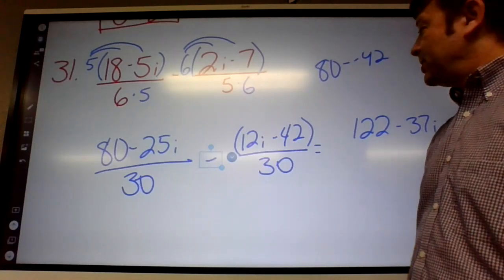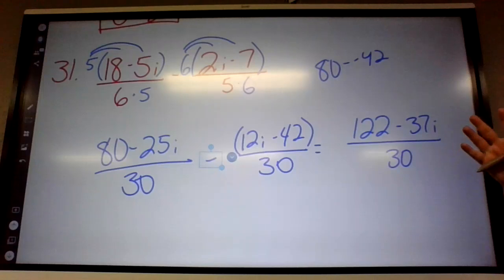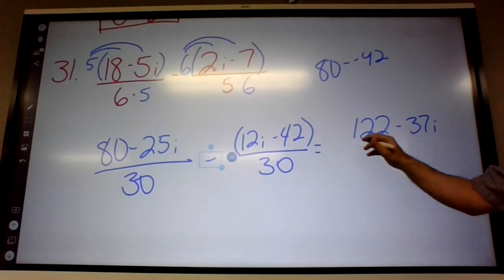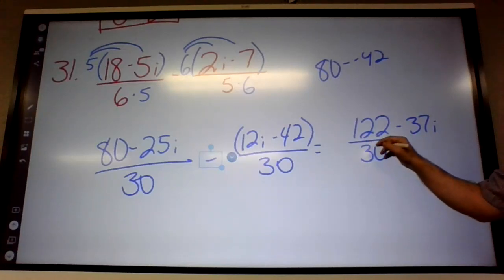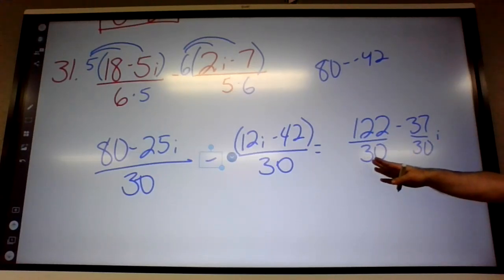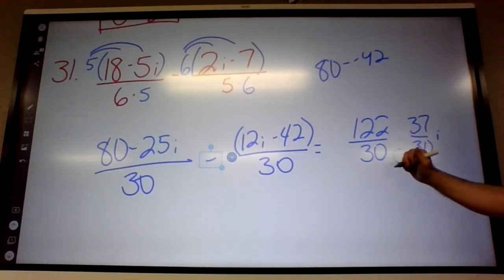Okay, here's the thing. Now, you can put it all over 30. But when we're doing complex numbers, they don't write it in one fraction. So what they do is just split it up. This is over 30, and this is over 30. And the i, in fractions, the i just kind of floats outside the fraction. So they want it split up to where the real numbers are over here, the imaginary numbers over here.